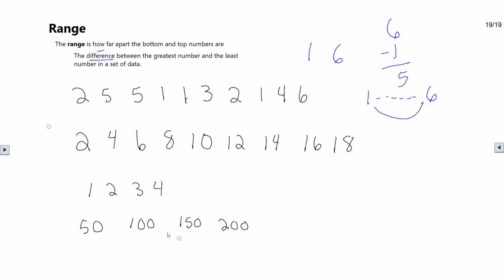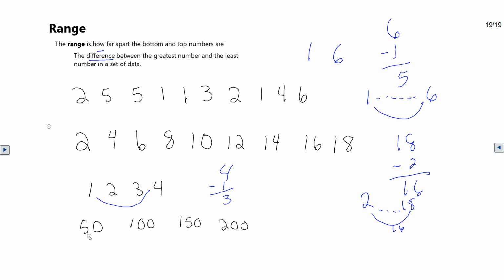Okay, away. How far apart is this one? Well, we take 18 minus 2. We're left with 16. So it goes from 2 to 18, and the distance between is 16. What is the range of 1 through 4? Well, you just take 4 minus 1 equals 3. The range is 3.